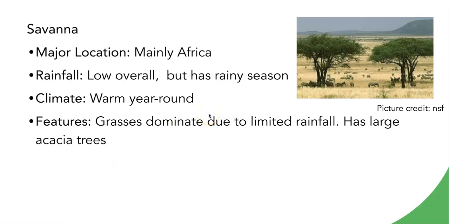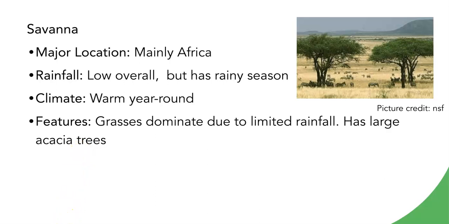Going on to the savanna. The savanna is mainly in Africa. You can see tiny bits in other places. It's low rainfall overall, but it has a rainy season. So because it's low overall, it's mainly grasses with these large acacia trees. Warm year-round, and again, when you have less rainfall, it supports grasses more than trees.